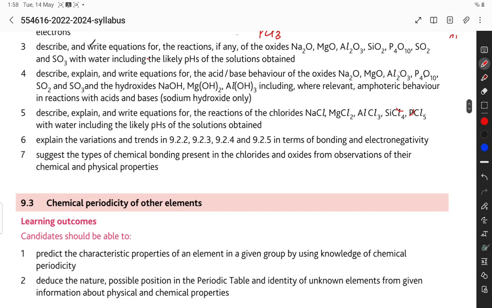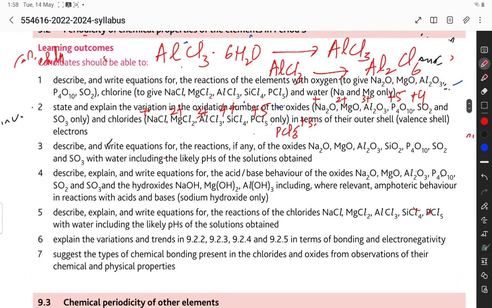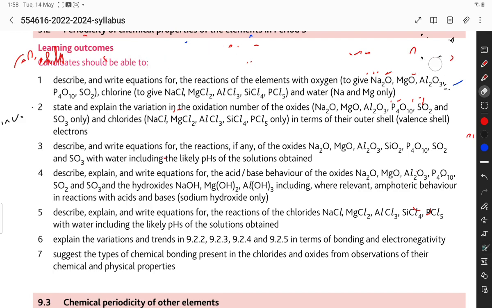Describe and write equations for the reactions, if any, of the elements with water. There is one reaction left, that is sodium and magnesium only. Sodium and magnesium react with water and form hydroxides. For example, sodium reacts quickly with water, floats on the surface of the water, and forms an alkaline solution along with effervescence of hydrogen gas.